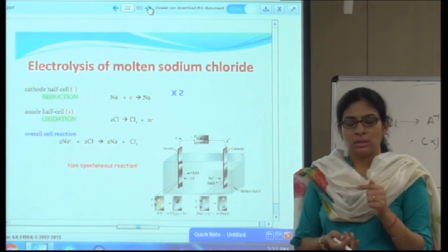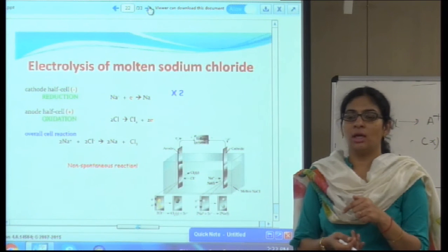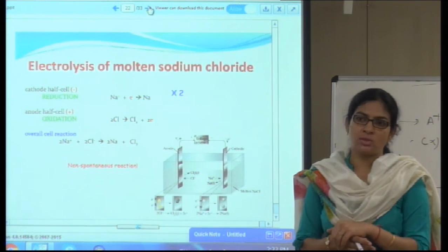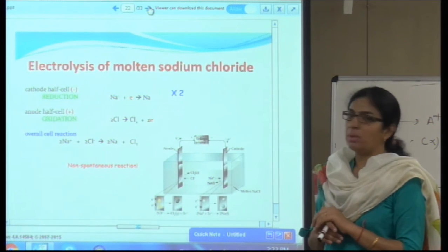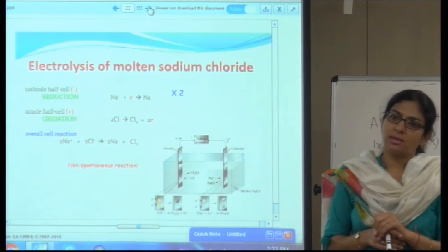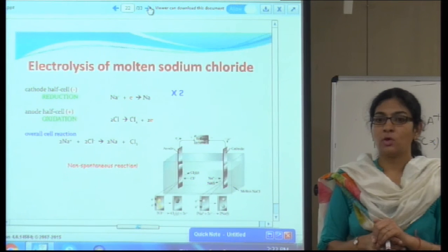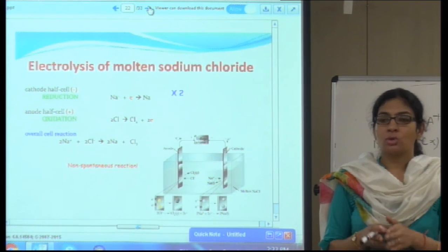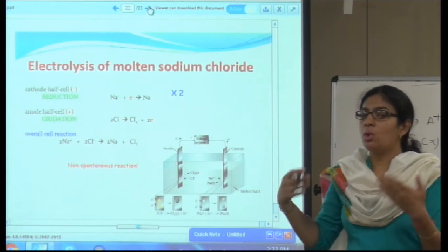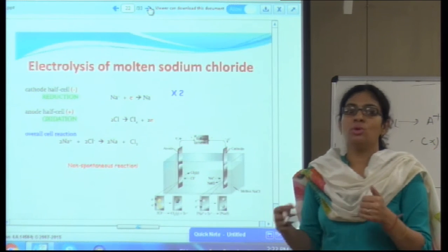But when you carry out the same reaction, electrolysis, in its aqueous form, Cl2 will remain the same, but at the cathode you will get H2 gas. Why? Because the reduction potential of H plus ion is more, so they will preferentially undergo reduction compared to sodium.